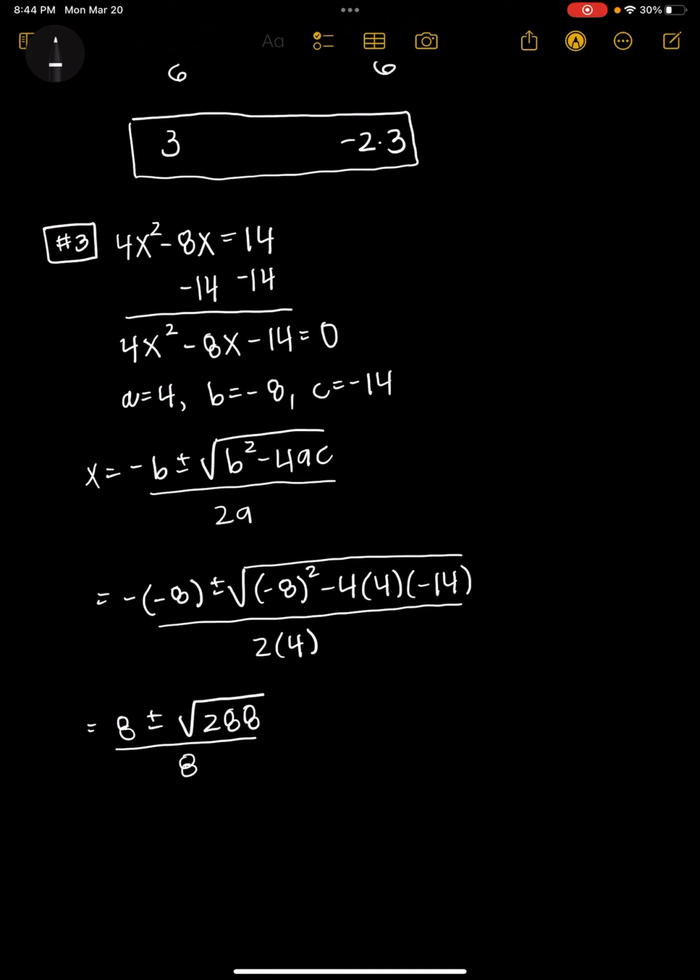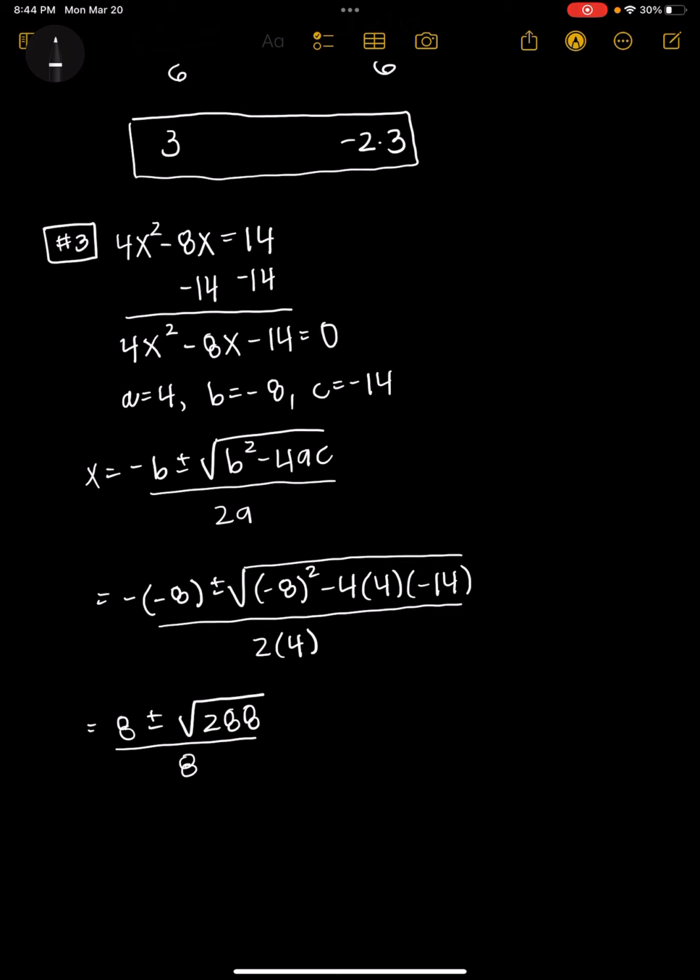Now I'm going to show you how to simplify this square root. It won't turn into a whole number. You could try and plug it in. When I plug in square root 288, it gives me 16.97056275. It's a never-ending decimal though, so we can't just round it.